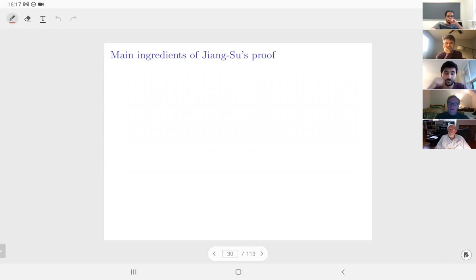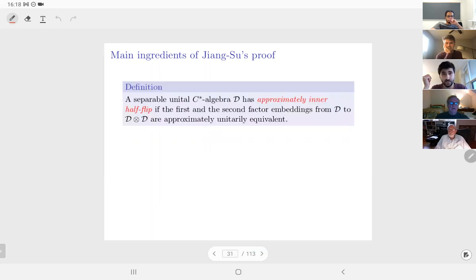classification tools. In their proof, they use a few main ingredients, and I'm just going to mention these ingredients. The first definition and the fact that they need is to show that Z has approximately inner half flip. So a unital separable C-star algebra D has approximately inner half flip if the first and the second factor embeddings from D to D tensor D are approximately unitarily equivalent.